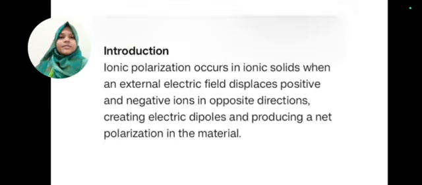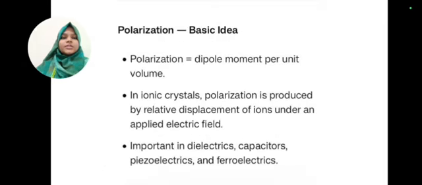Ionic Polarization. Introduction. Ionic polarization occurs in ionic solids when an external electric field displaces positive and negative ions in opposite directions, creating electric dipoles and producing a net polarization in the material. Polarization basic idea: polarization is equal to dipole moment per unit volume. In ionic crystals, polarization is produced by relative displacement of ions under an applied electric field. Important in dielectrics, capacitors, piezoelectrics, and ferroelectrics.